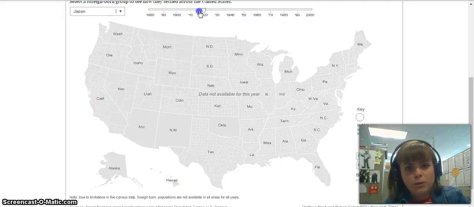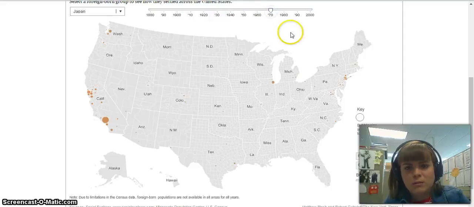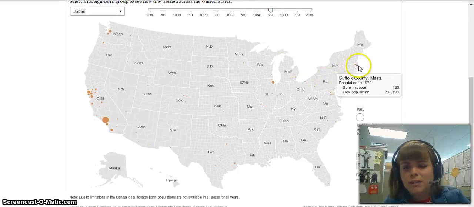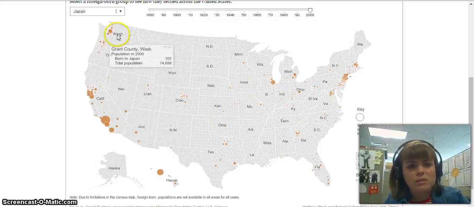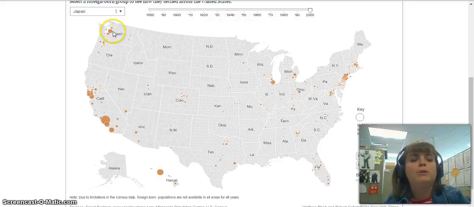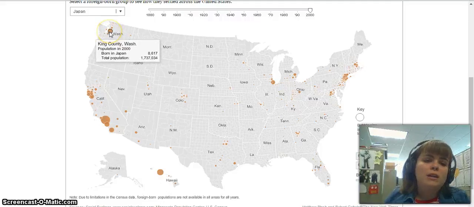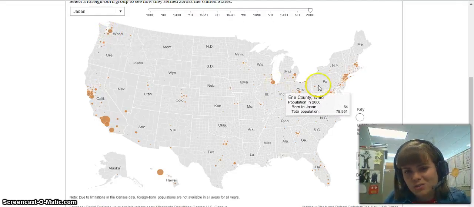If you move forward throughout time, let's check out the 1960s. Nope, nothing there. By the 1970s, we have some on the East Coast. And if we look at today, that's kind of how things look. You can see that if you put your mouse over some of the bubbles, it'll tell you a little bit more about the population. And I think that's kind of interesting.